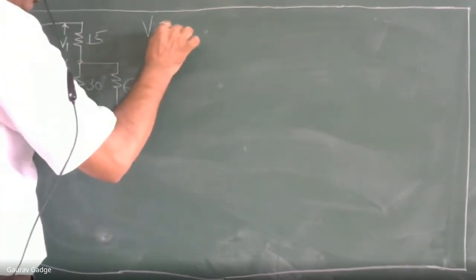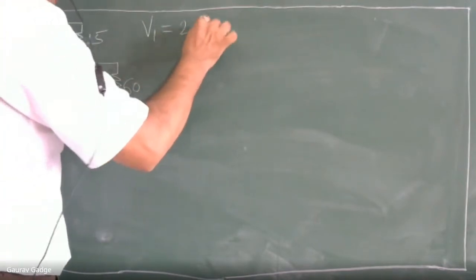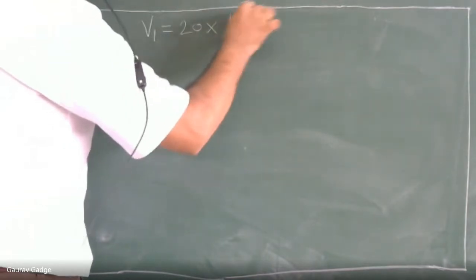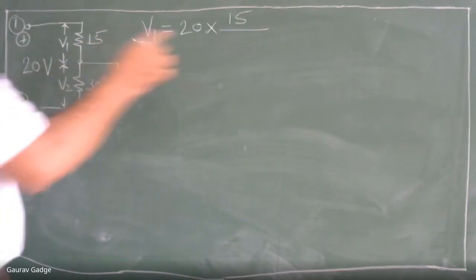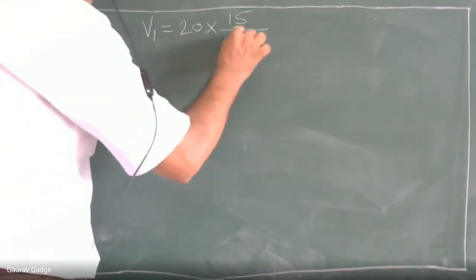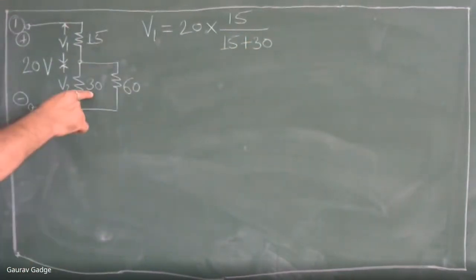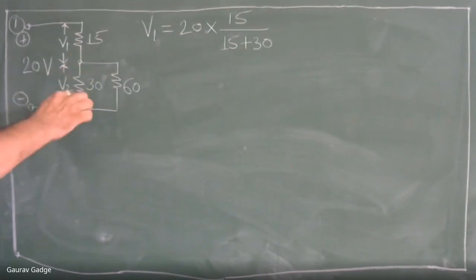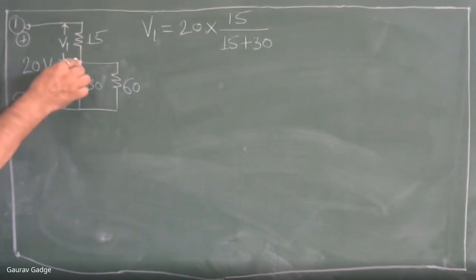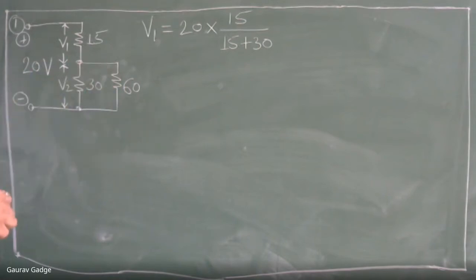So V1 is equal to V. Now V is 20 multiplied by R1. So R1 is how much? 15, right? Across which you have to find the voltage. So 15 divided by that. If you say, sir, 15 plus 30, that will not work, because this particular branch resistance is not only 30. You are finding the voltage between these two terminals, so this voltage V2 is because of 30 and 60, right?